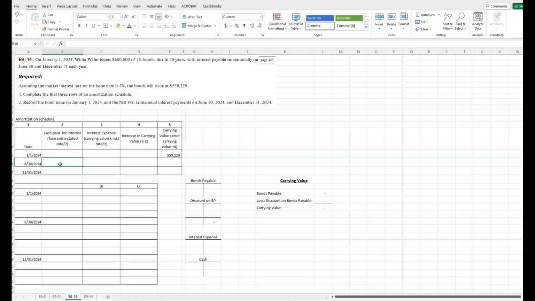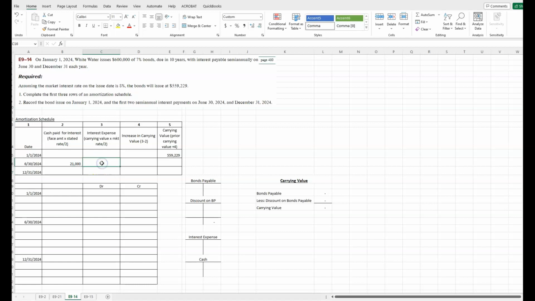How much interest will you pay? Well, you've promised on the face of the bond to pay 7% per year. So you're going to pay 600,000 times 3.5%. So 600,000 times 0.035. So you're going to pay $21,000 in cash for interest to the holders of the bond.